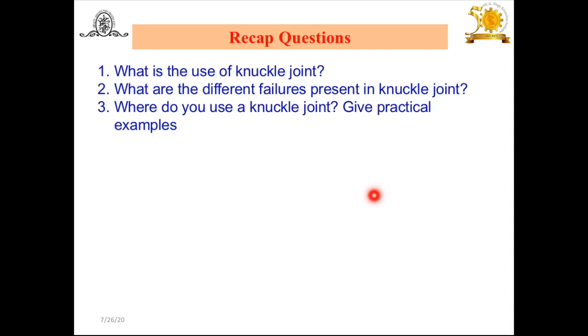And what about the other relations? You can check the fork as well as the eye for the different stresses induced in it using the simple equations. Tensile stress induced in the fork, tensile stress induced in the eye. Shear stress induced in the fork, shear stress induced in the eye. Crushing stress induced in the fork, crushing stress induced in the eye. All these induced stresses should be less than the permissible and allowable. Then and only then can you see your design is safe. This is about the knuckle joint.